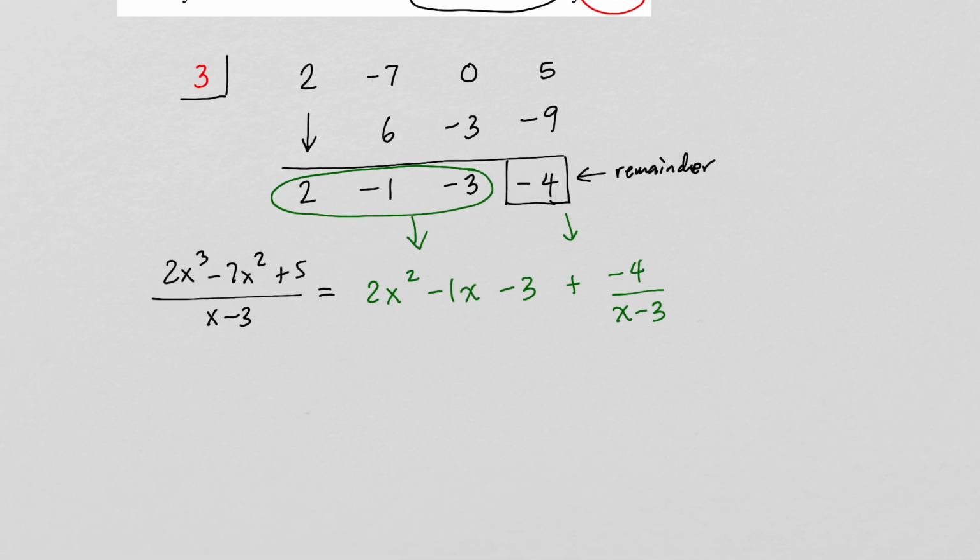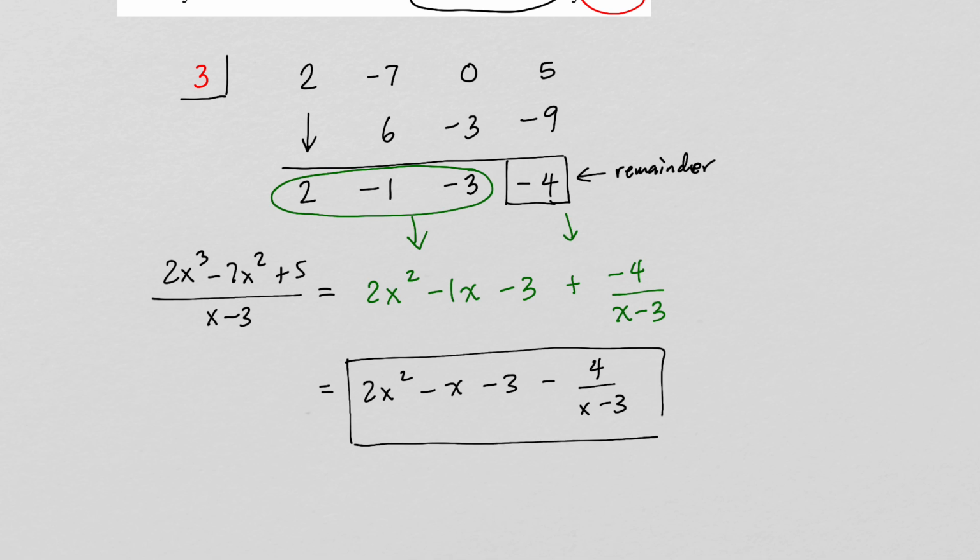Now, one final note here is when you're writing your answer, you don't have to put the negative 1 in front of the x. You can just write negative x. And when you add a negative here, you could just change that to subtraction and then 4 over x minus 3. But once you get used to synthetic division, it's a much simpler process than long division.